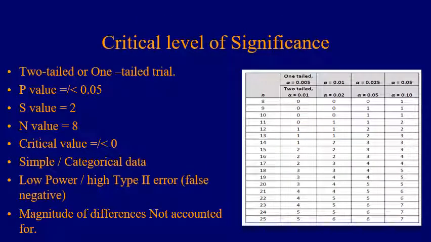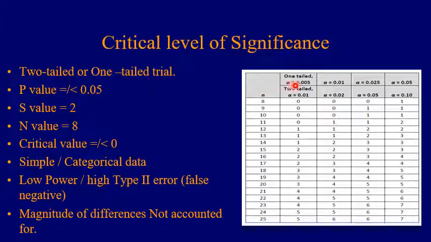Now, to find out whether the results we obtained are statistically significant or not, the S value equal to, is that significant or not significant, we need to use certain tables for critical level of significance. These tables are based on two important factors. One of them is whether the trial was one or two-tailed trial.